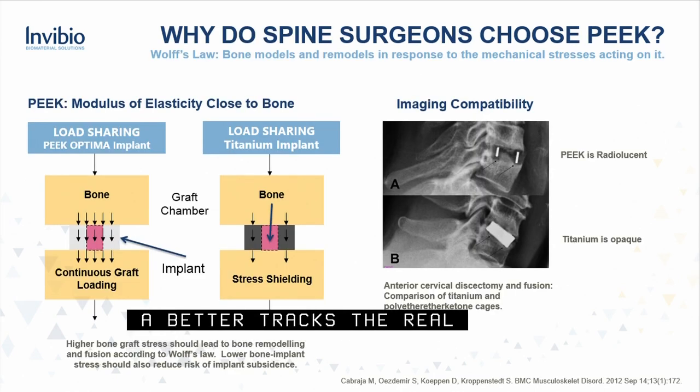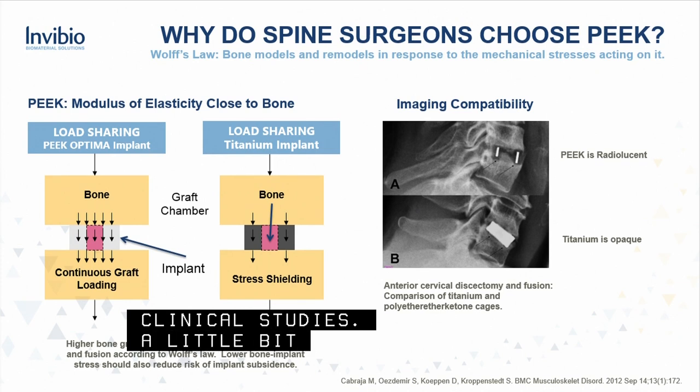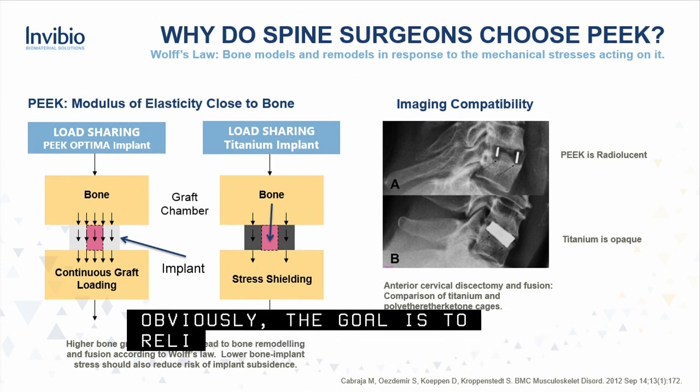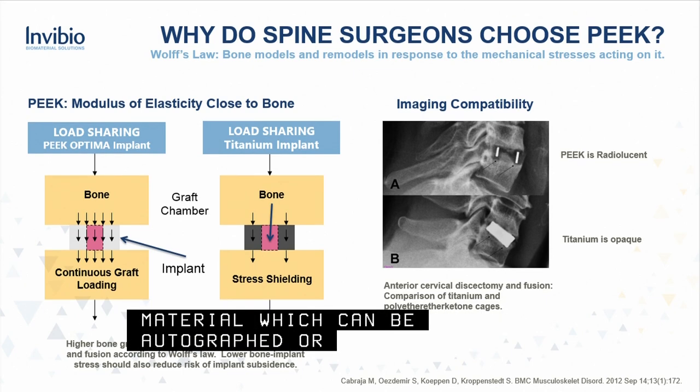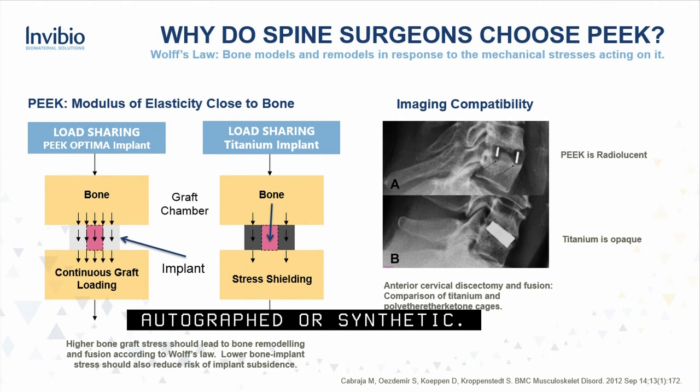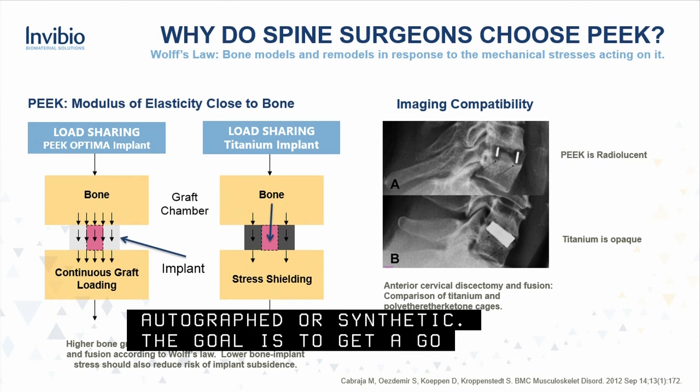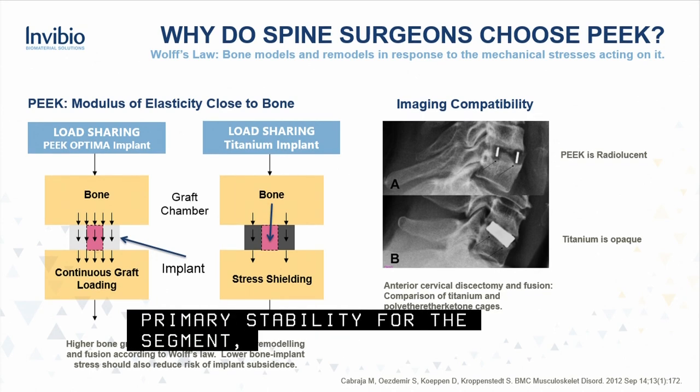So a little bit about spinal fusion. Obviously, the goal is to relieve the patient's pain by restoring disc height using a strong structural material. That cage can then contain the graft material, which can be autograft, allograft, or synthetic. And the goal is to get a good primary stability for that segment and eventually to promote fusion across the two vertebrae and relieve the pain.